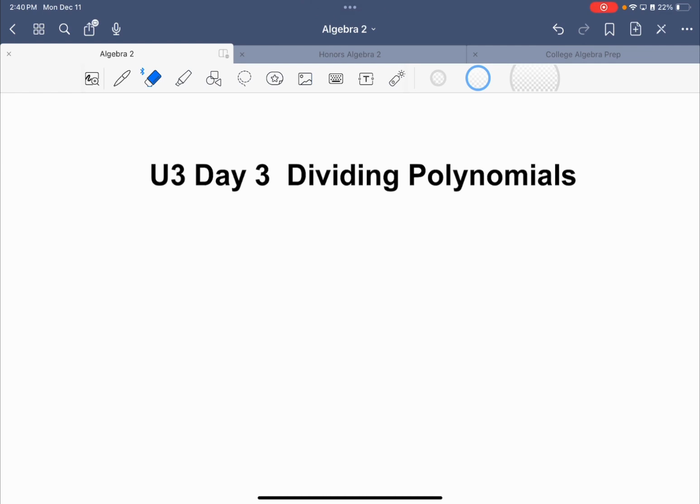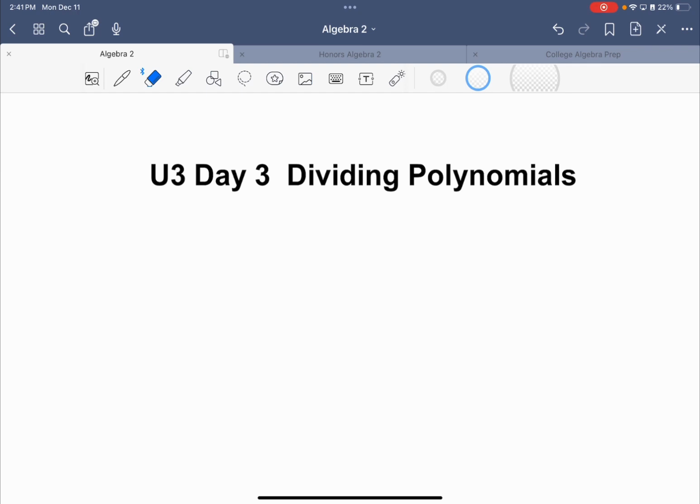So we've worked on adding, subtracting, multiplying, simplifying different types of polynomials. So that leads us into the next one, which is dividing polynomials. That's what we're going to spend today doing, dividing polynomials. And specifically, we're going to talk about using what we call synthetic division to divide different types of polynomials.